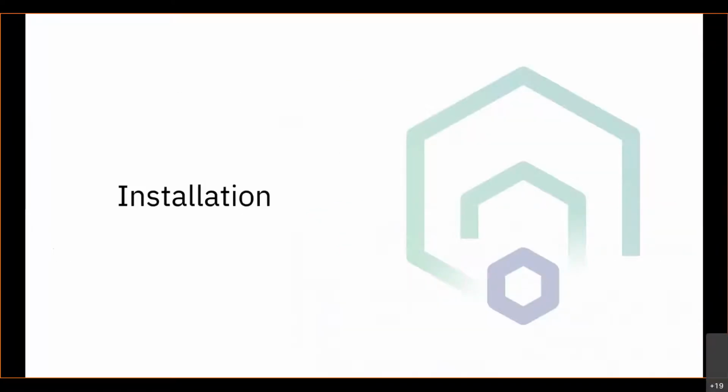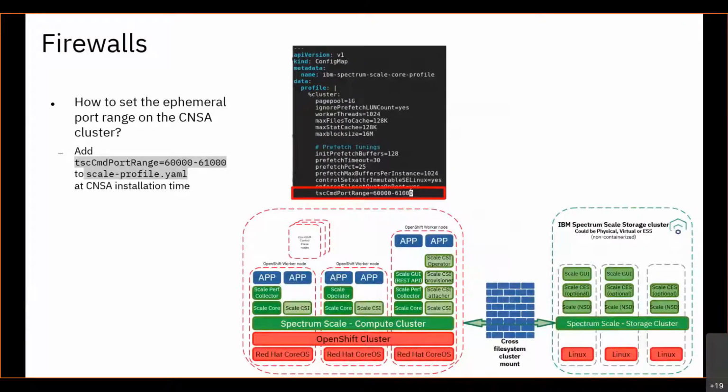Okay, let's switch gears and look at the installation. I again have the firewalls section because I told you that this port range needs to be consistent in case you have a firewall in between. So the ephemeral port range needs to be consistent on the storage cluster as well as on the compute cluster. And the way you can achieve it is by this scale profile YAML that you need to deploy before you actually start the cluster bring up for CNSA. And I've pointed out the location where you can put this option over here.